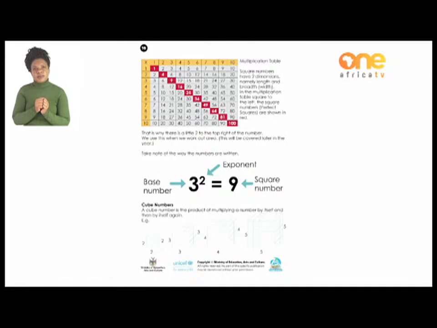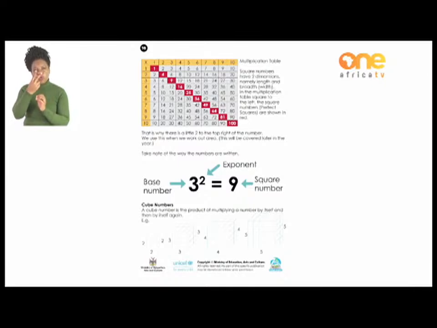In the multiplication table square, to the left, the square numbers, or we can say the perfect squares, are shown in red. Reading below, that is why there is a little 2 to the top right of the number. We use this when we work out the area. This will be covered later in the year, so it's another topic to do. Take note of the way the numbers are written. We have 3 squared, that gives you 9.